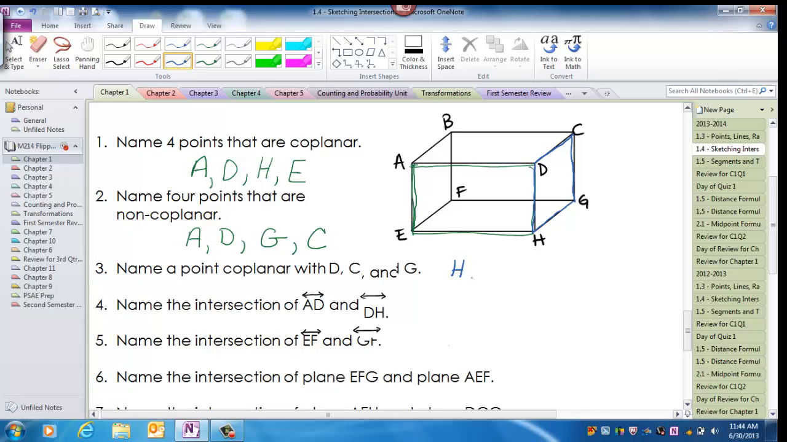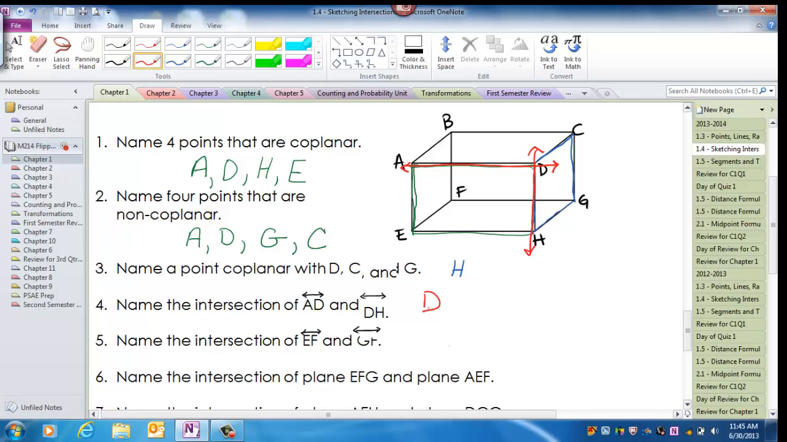Okay, number 4. Name the intersection of line AD and line DH. So use your pen again and outline line AD. Okay, so here's AD. And then line DH. And remember from what we just talked about that the intersection of two lines is a point. So what is the point where line AD and line DH come together? Where do our two red lines meet? That is point D.